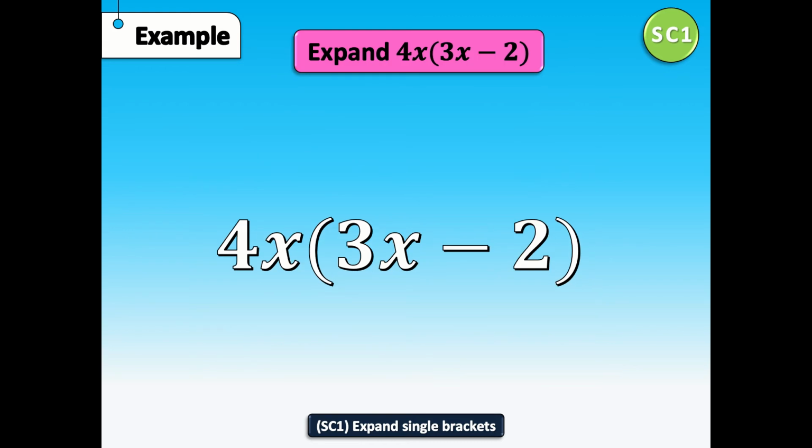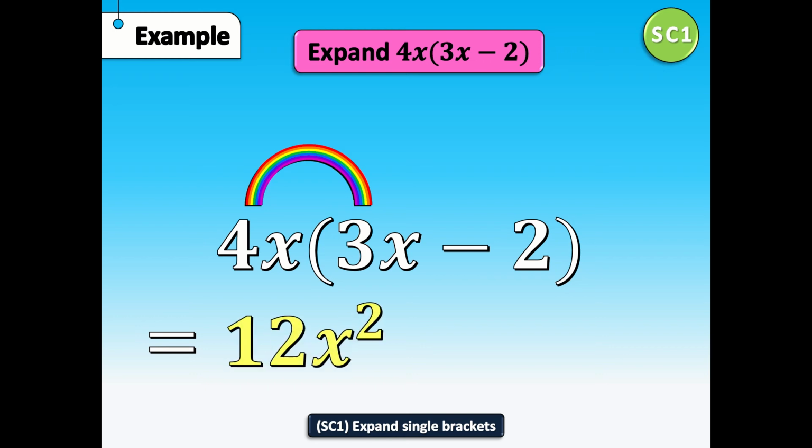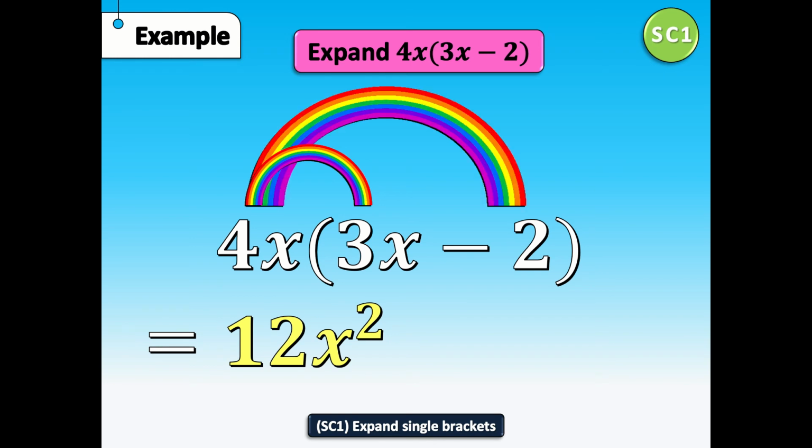Again, we need to multiply what's inside the brackets by what's outside of the brackets. So we do 4x times 3x. Now 4 times 3 is 12, and x times x is x squared. So we've got 12x squared. Then we multiply 4x by minus 2, which is minus 8x.